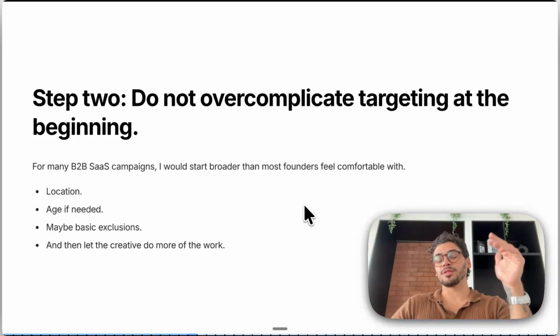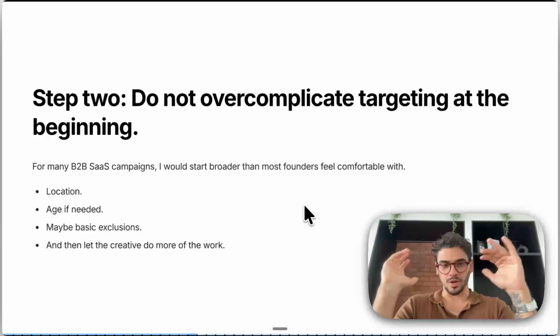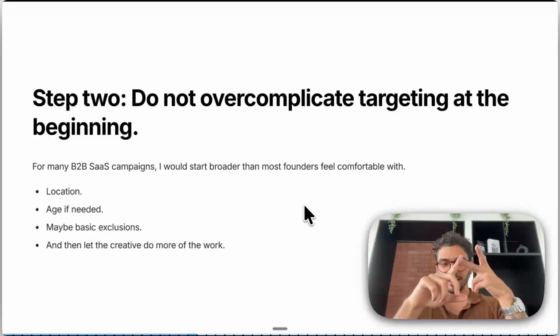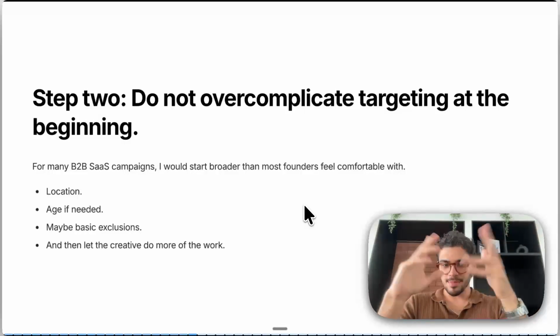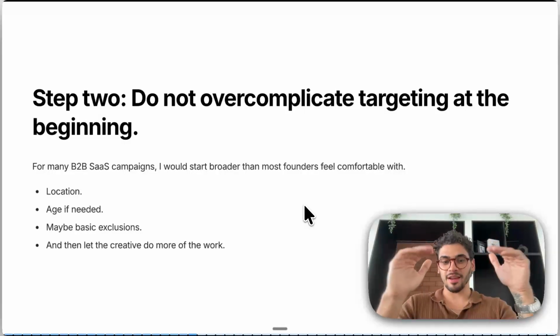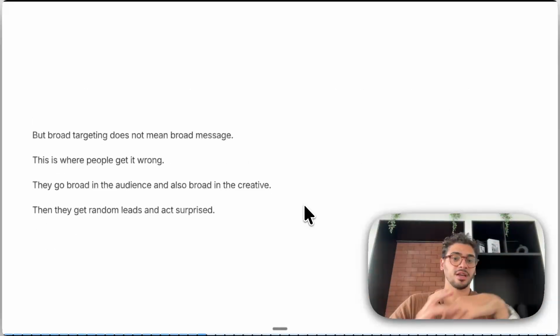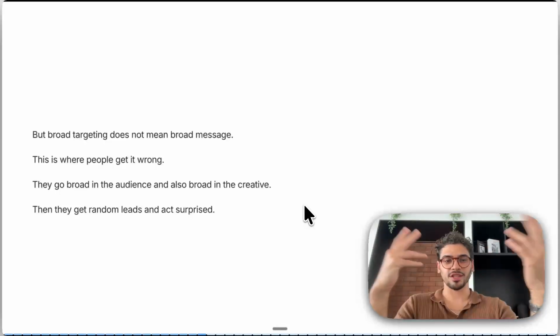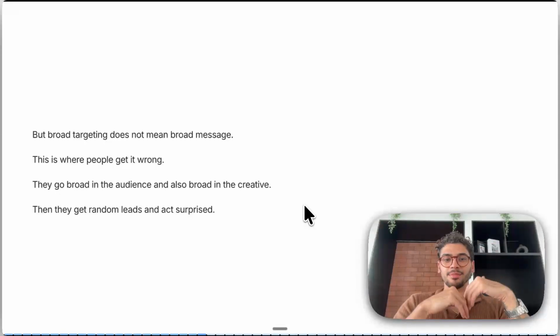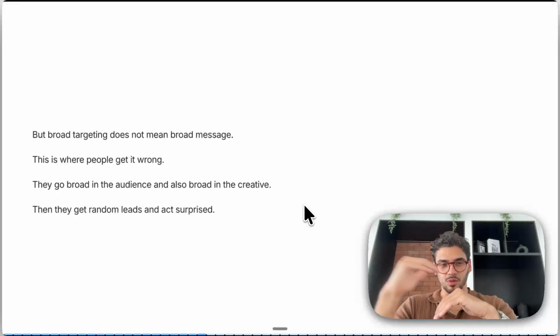Step 2, do not overcomplicate targeting at the beginning. For many B2B SaaS campaigns, I would start broader than most founders feel comfortable with. Location, age, maybe basic exclusions if you need to, and then let the creative do more of the work, right? As I said, Meta's changed and targeting is not important anymore. Broad targeting doesn't mean broad message. This is why and where people get it wrong.